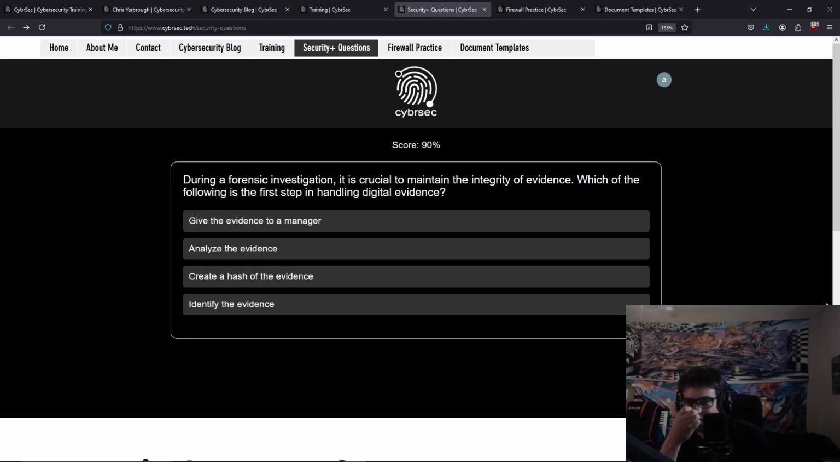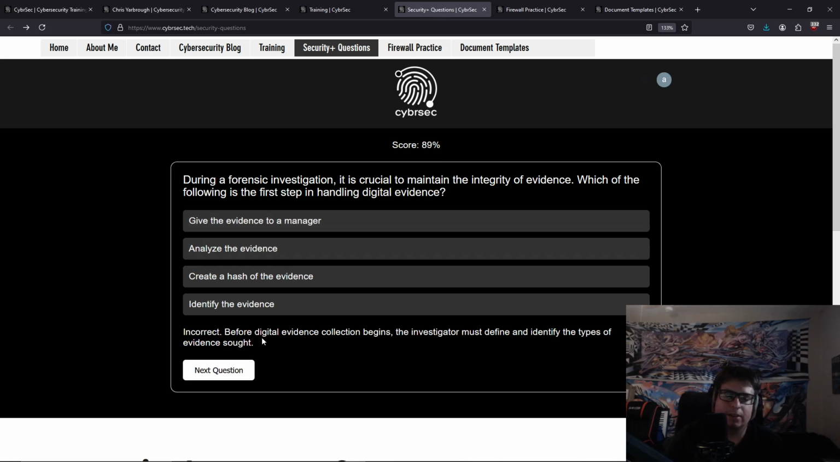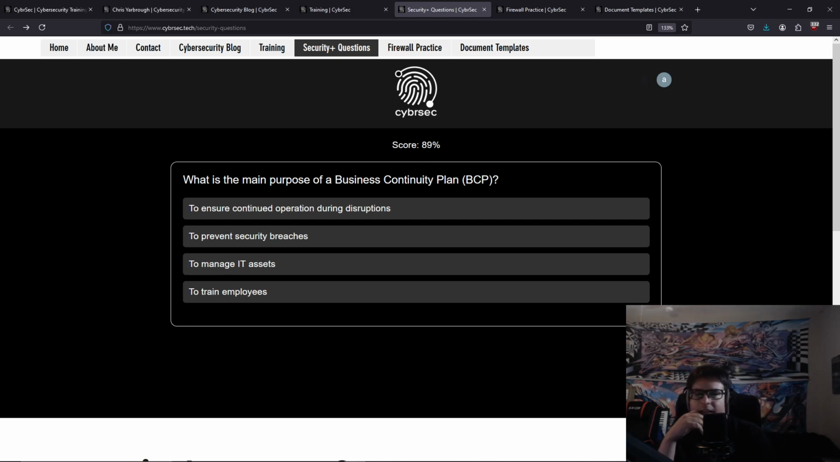During an investigation, it is crucial to maintain the integrity of evidence. Which of the following is the first step? First step is to give the evidence to a manager. Or create a hash of the evidence. Incorrect. Define and identify. So identify. Gotcha. What is the main purpose of the business continuity plan? To ensure continued operations. Yes.